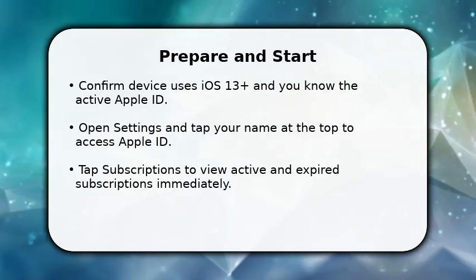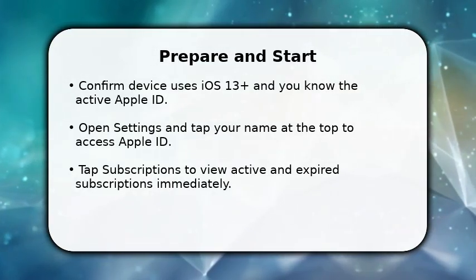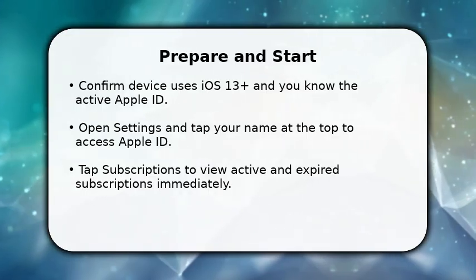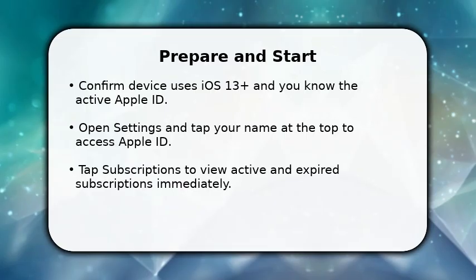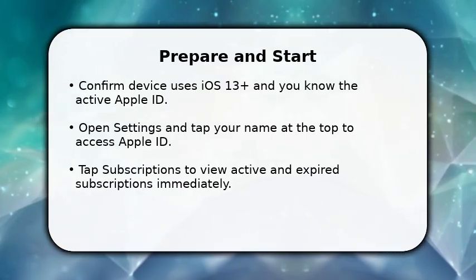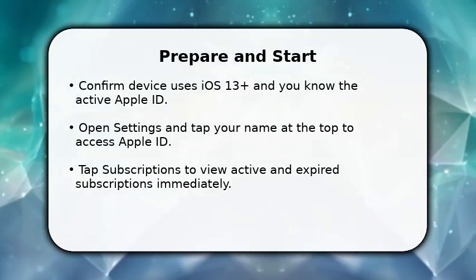Once you tap Subscriptions, you'll see active and expired items. Start here because this central list shows billing cycles, trial end dates, and which subscriptions will auto-renew, so you can act before the next charge.